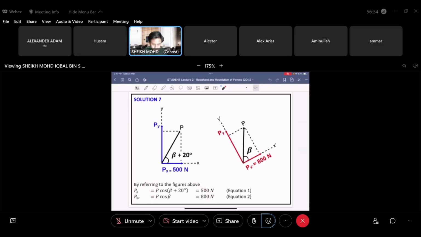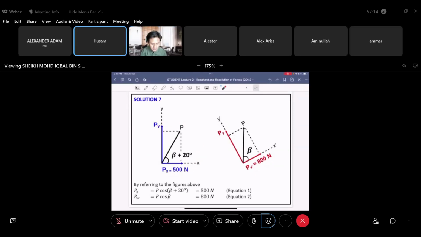No, this is not an equation to solve something. You are rearranging it, right? P cos (beta plus 20 degree), right? This is a triangle, right? So cos is adjacent over hypotenuse, right? So it's P cos beta and 500. This is not an equation like the cosine rule or the sine rule. This is just the equation for these two here, and it will change depending on the figure.